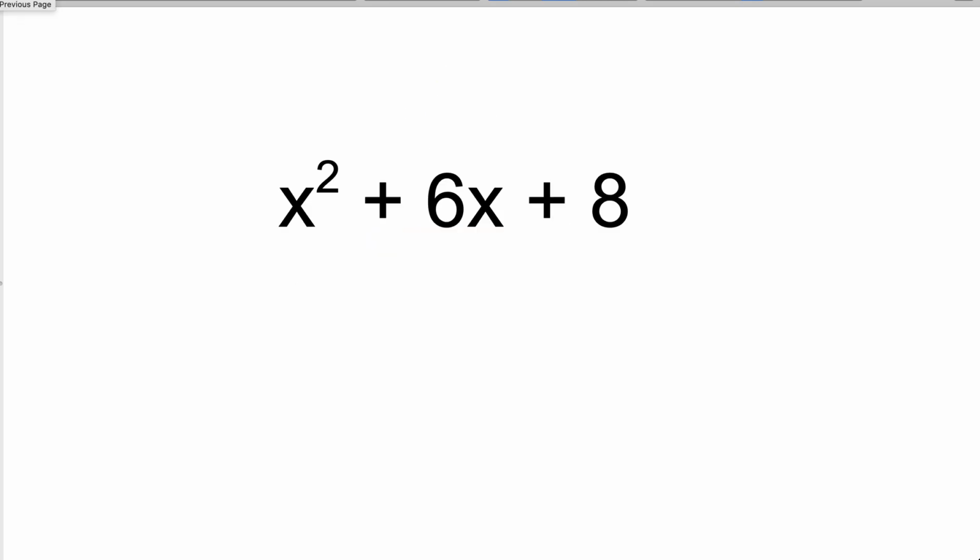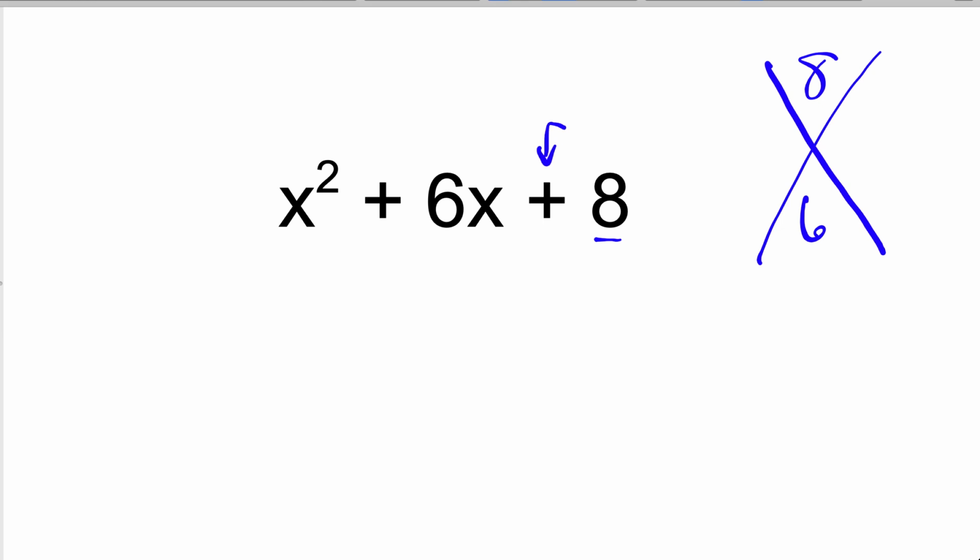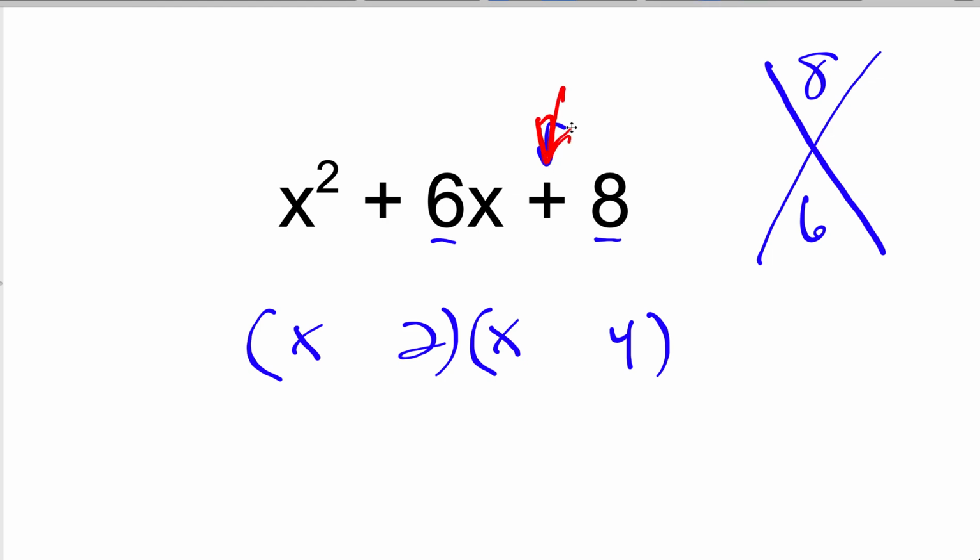A trinomial to 2 binomials. Remember, the whole idea of this came from factors of 8 that add to be 6. Okay, and we can read it backwards. Factors of 8 that add to be 6. So factors of 8 that add to be 6. Here's my x and x. Would be 4 and 2. The signs are the same, and they're both positive.